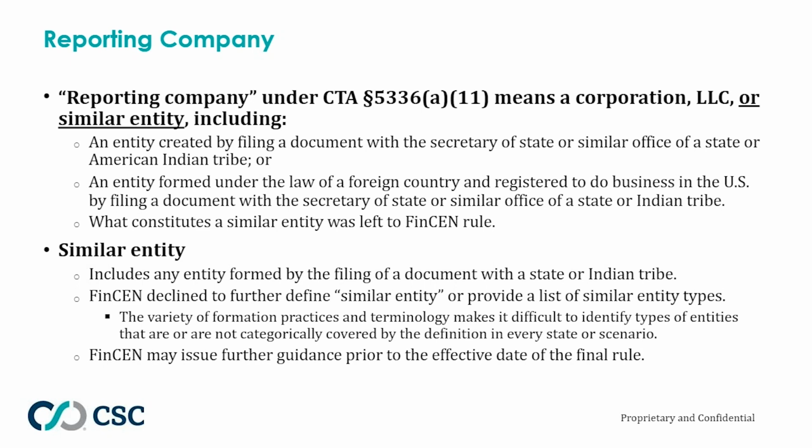It's intentionally a little bit gray here. And that's to allow for the different types of entities and formation practices that the different states use. So there could be an entity, say a general partnership, that is formed by registration in one state but not in another, and as a result it might be a reporting company if it's formed in one state but not in another. There is a lot of ambiguity here, and it is possible that FinCEN will issue some additional guidance before the effective date, but I'm not sure that will be the case.